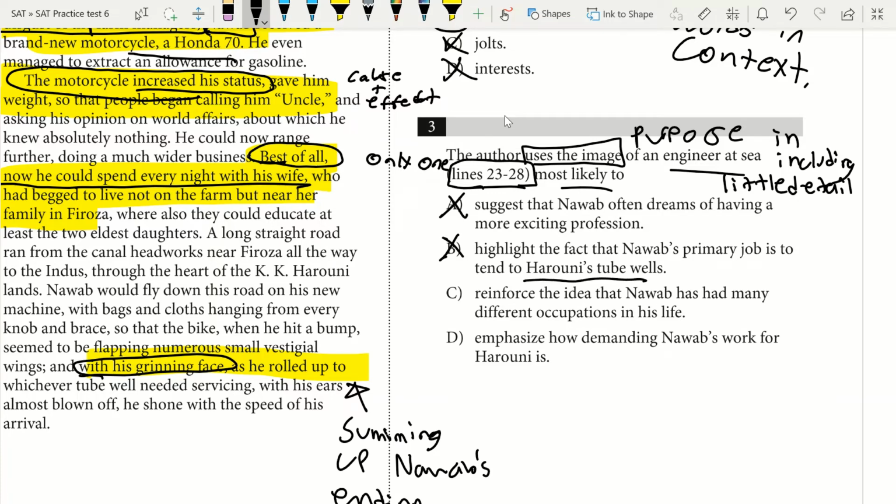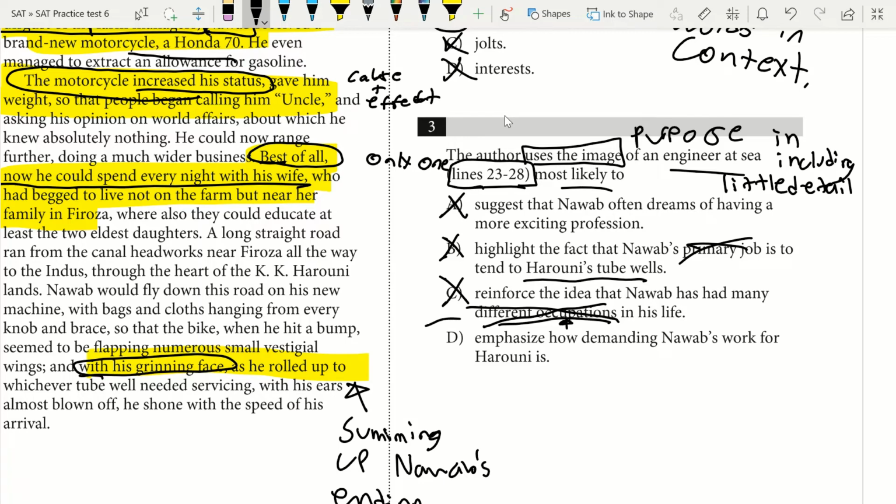No, it's not indicating his primary job being that, because we actually talk about other jobs as well. C, reinforcing the idea Nawab has had many different occupations in his life. No, it's still one occupation. It just involves many different tasks. So C is incorrect as well, because he had that occupation working for Haruni for pretty much all his life. And it's not multiple occupations, just multiple tasks within that one occupation.